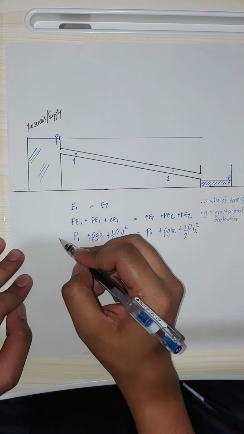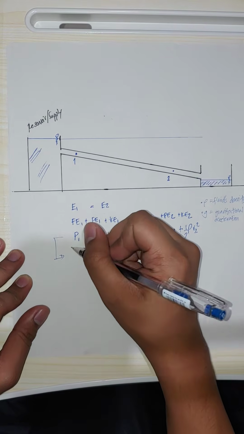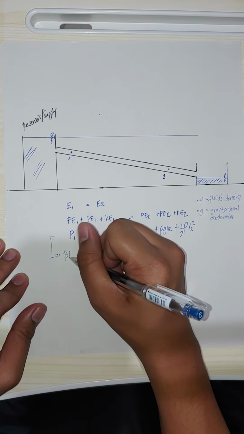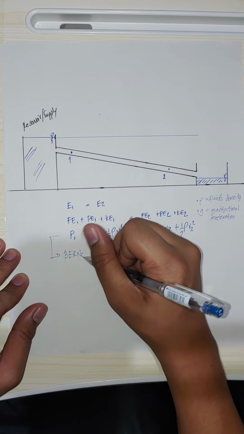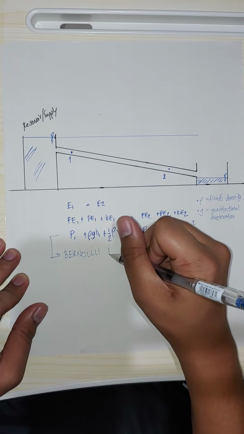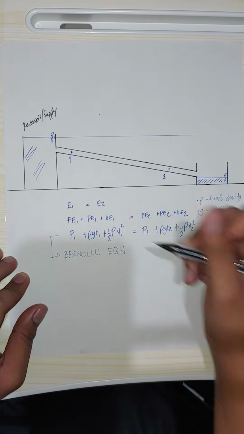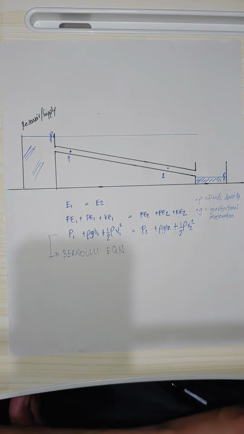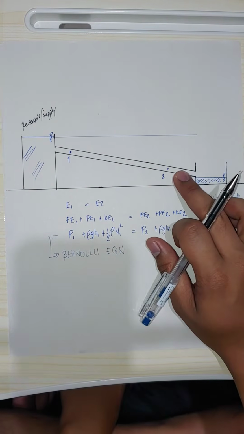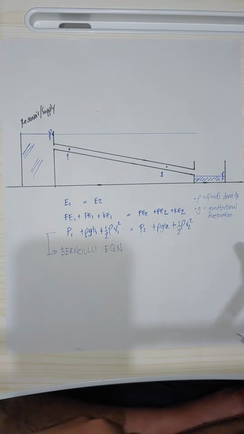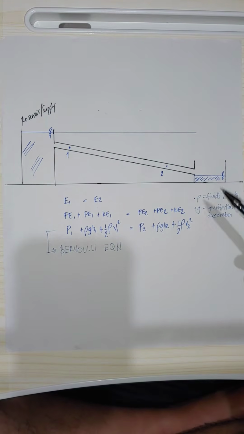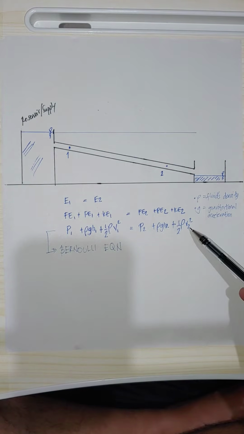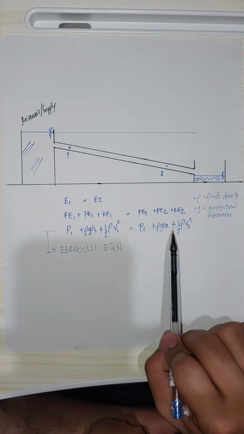So this is the Bernoulli equation. Okay, here is Bernoulli. The Bernoulli equation: by the law of conservation of energy, energy 1 is equal to energy 2. This is just one pipe, one kind of pipe, so that is the assumption. So, energy 1 is equal to energy 2.